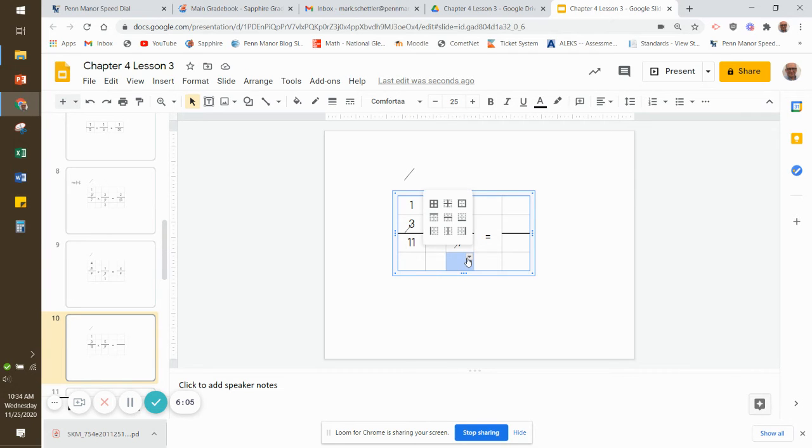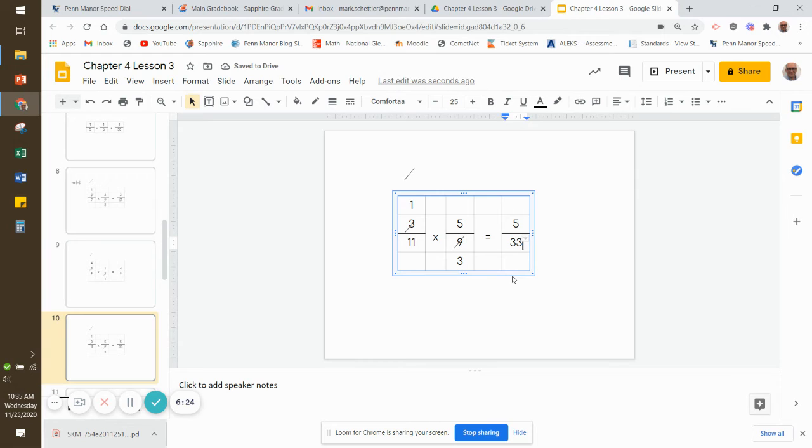Now I just go ahead. Whoop, I don't need that. Here. I am going to cross multiply. Oh, pardon me. I'm going to just multiply straight across. 1 times 5 is 5. And 11 times 3 is 33. Any common factors of 5 and 33?